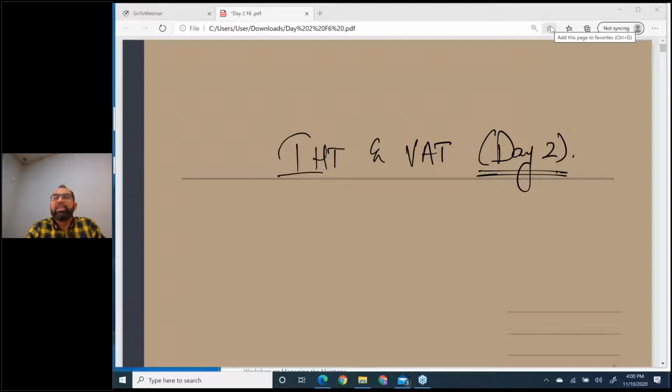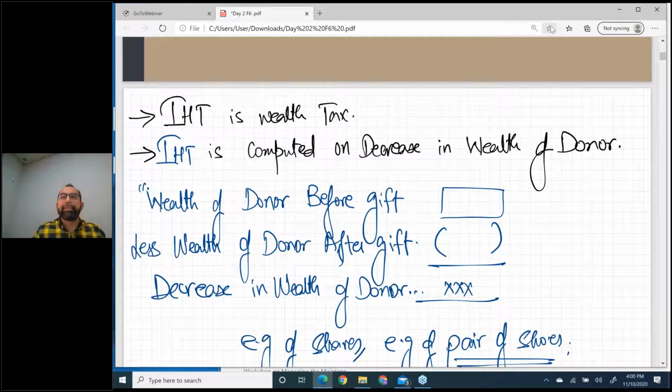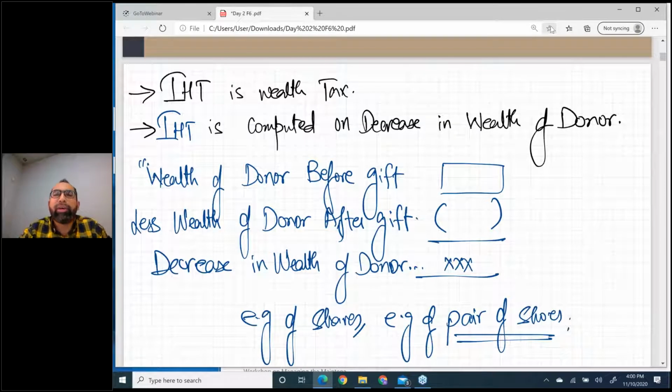Yesterday we did CGT, capital gain tax, chargeable gain tax, right? Our today's topic is inheritance tax and value added tax, right? This is day 2 of the P2P revision webinars. First we'll cover inheritance tax and then we'll move on to value added tax.